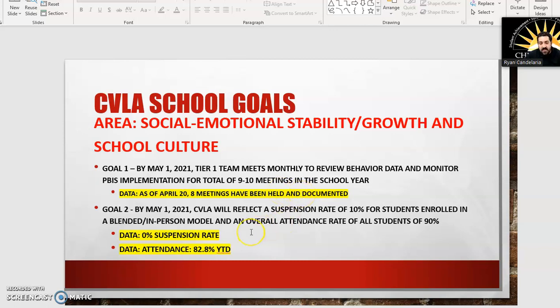And last but not least, by May 1st, CVLA will reflect a suspension rate of 10% for students enrolled in school and an overall attendance rate of 90%. We have had no suspensions this year at our school, and our attendance rate at the moment is almost 83%. We're about 7% underneath our goal, but we're still showing greater attendance than the 5 longitudinal years that we've been keeping data here at CVLA.